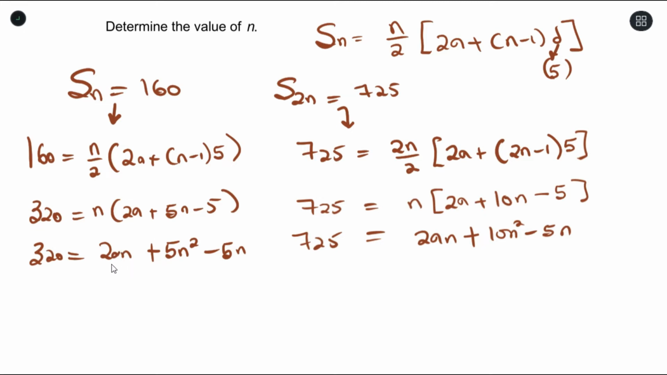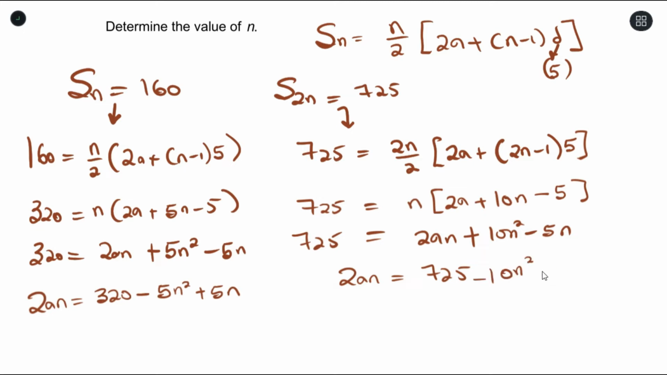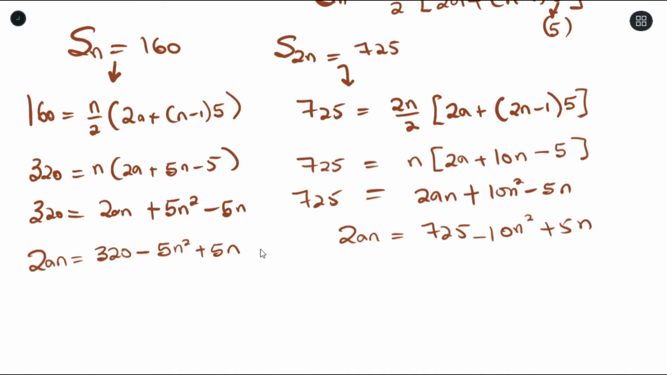So what I mean by that is I'm going to write this as 2an is equals to 320 minus 5n squared plus 5n. I do the same thing for the other equation. I could write it as 2an is equals to 725 minus 10n squared plus 5n. Now, this could be my equation 1, that could be my equation 2.